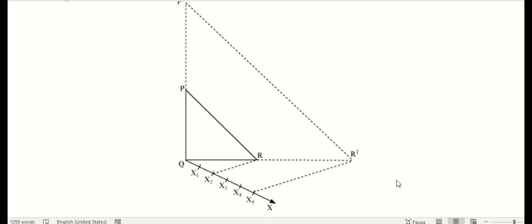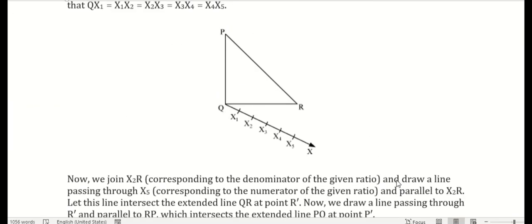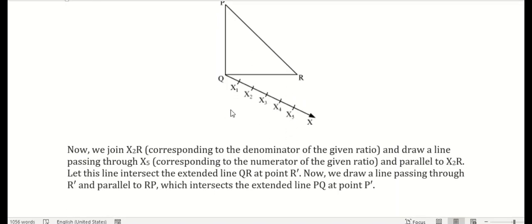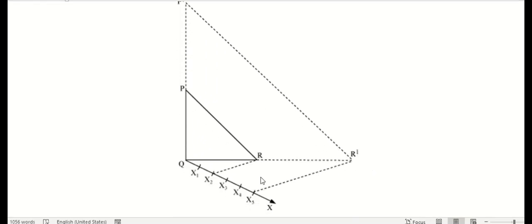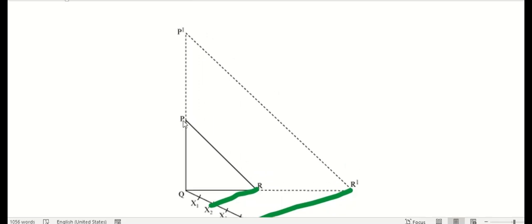You see here, this is a triangle PQR. Now, Q2 is corresponding to the denominator of the given ratio, right? So here Q2, here R. Now, let us see the figure here. Extended to here, and Q2 to R and X5 R1. And again you see we have extended QP up to P1, right? Like this one you can draw.